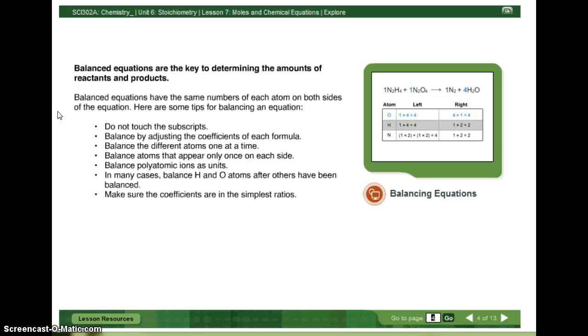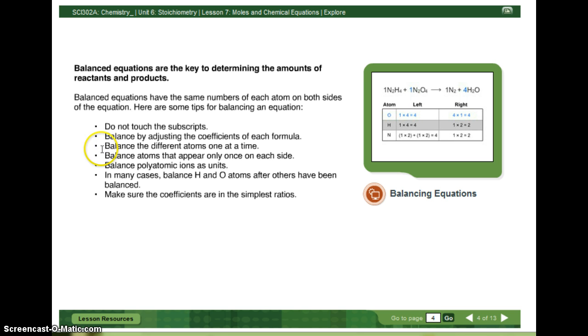Here are some tips for balancing an equation. Do not touch the subscripts. Balance by adjusting the coefficients of the formula. Remember, the coefficients are the large numbers to the left of the entire chemical. You cannot throw a coefficient in the middle. It's got to go to the left. To the left, to the left. All your coefficients go to the left. That's right. Now you'll remember.